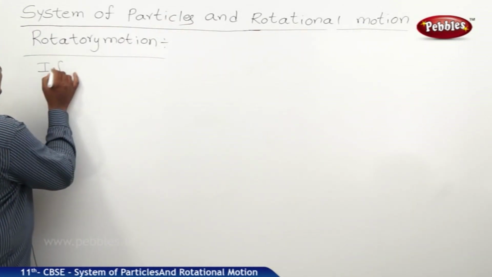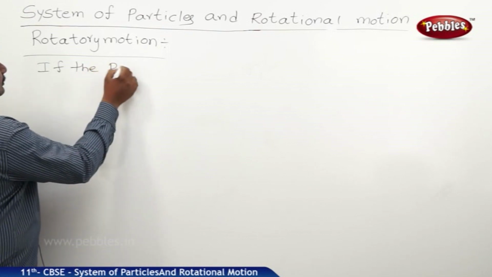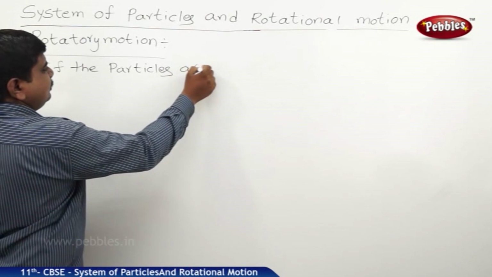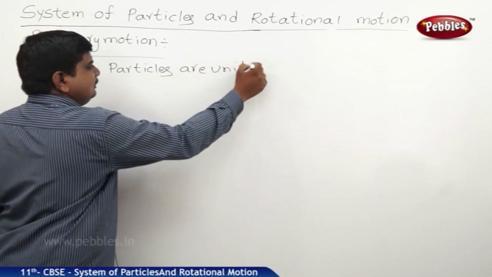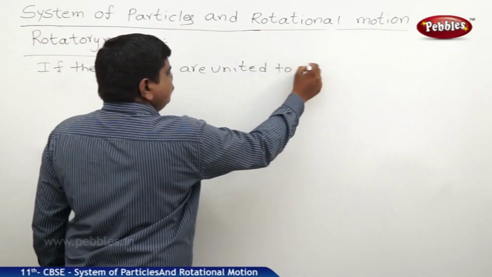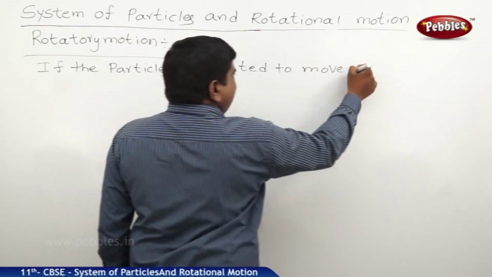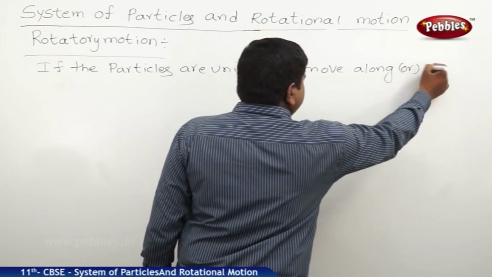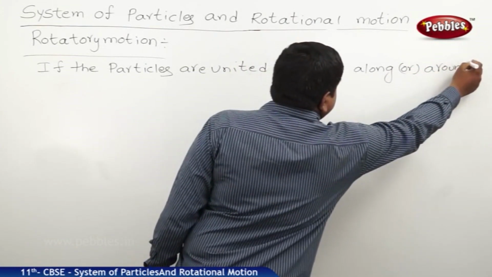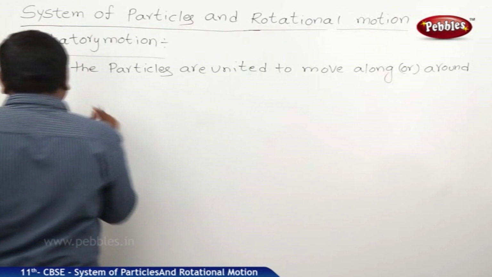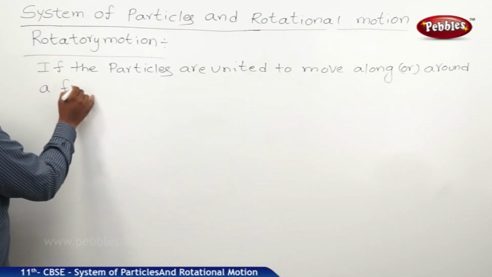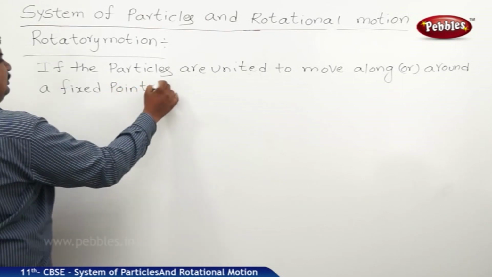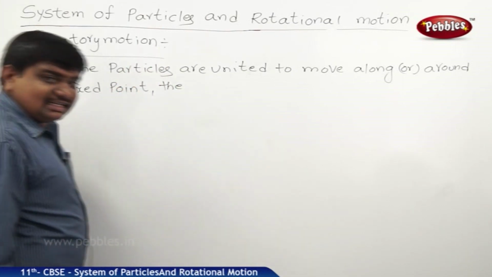So if the particles are united to move along or around a fixed point, then it is called rotatory motion of the rigid body.